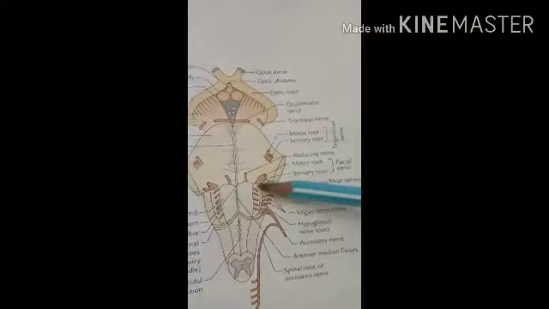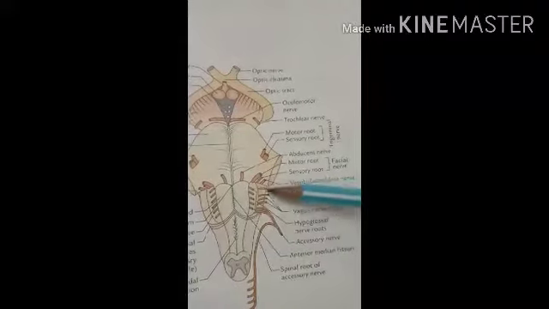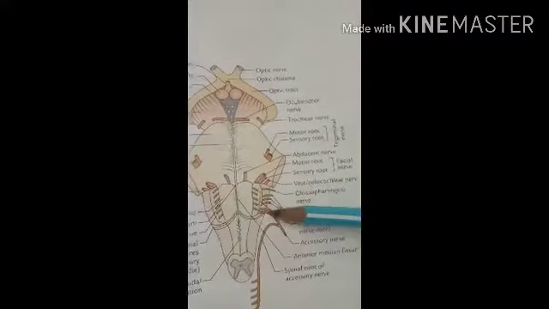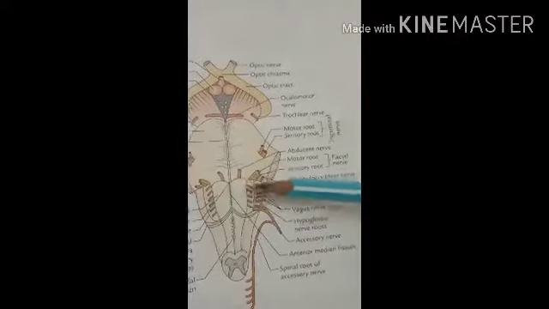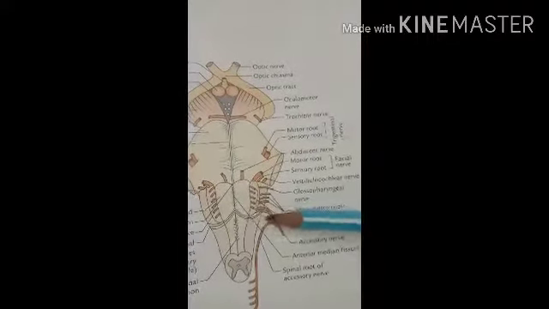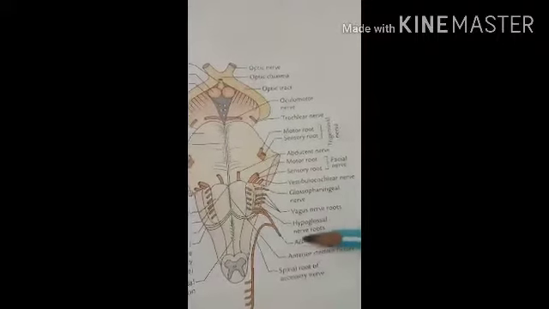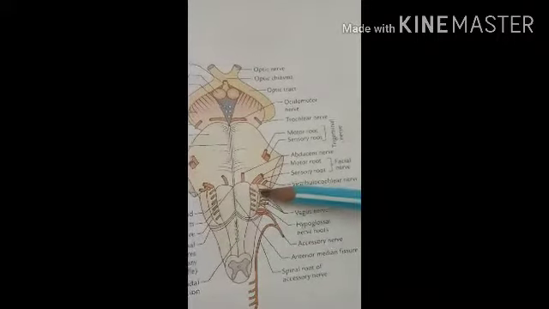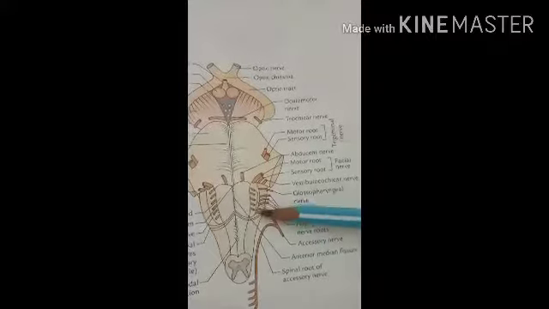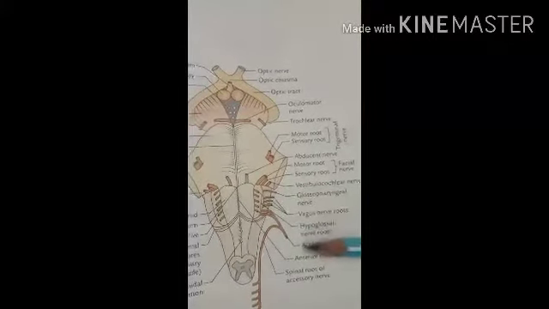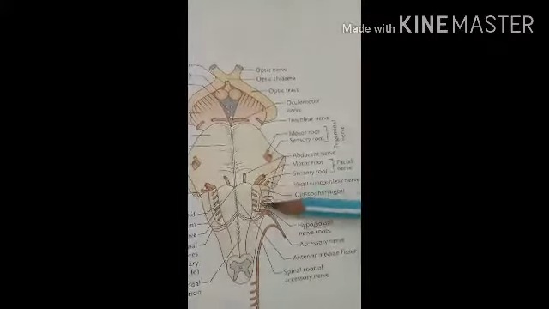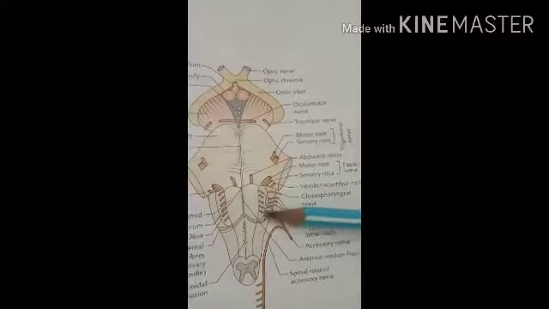Then the posterolateral sulcus, this one, lies in line with the dorsal nerve root of the spinal nerves and emerges three cranial nerves: the glossopharyngeal, vagus and the spinal accessory. From this region you can see 1, 2 and 3: the glossopharyngeal, vagus and spinal accessory nerve, from the posterolateral sulcus.